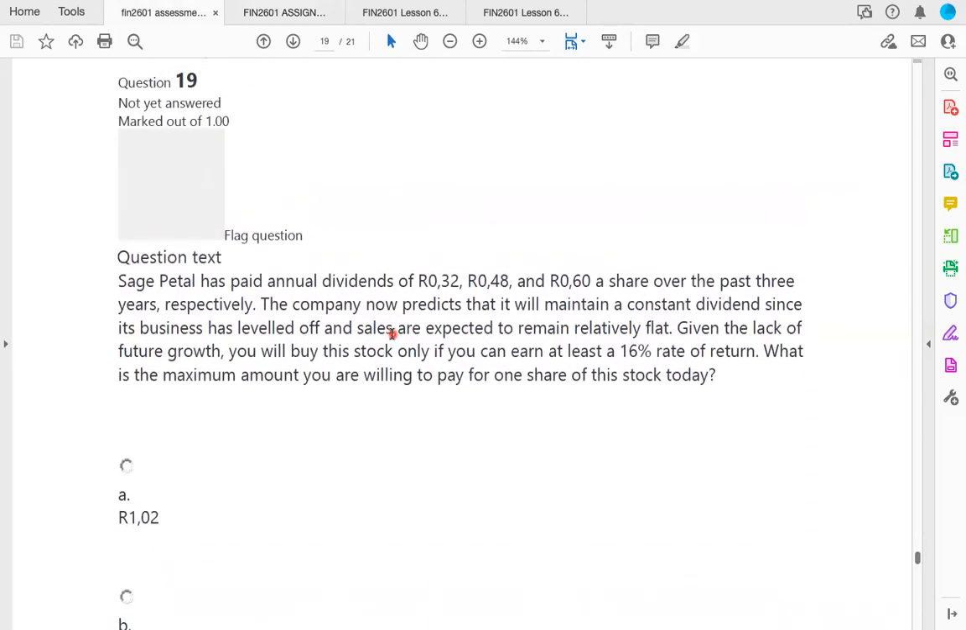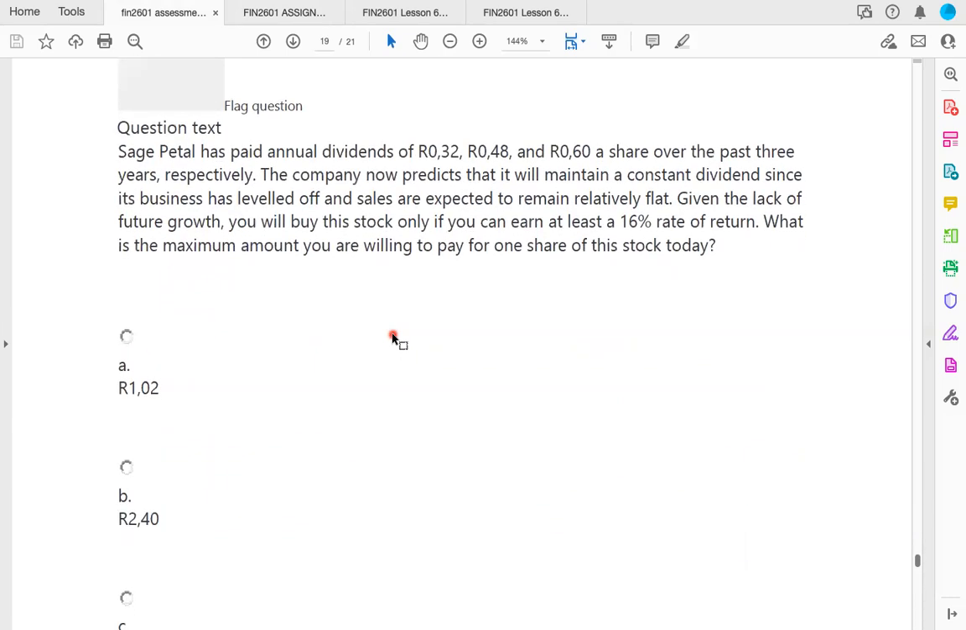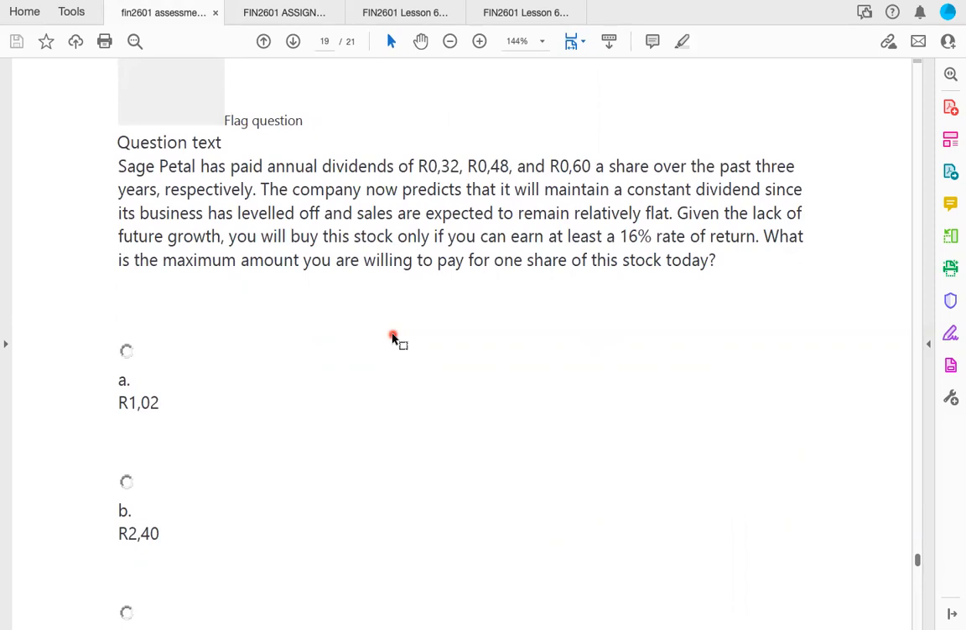Next, let's look at question number 19, and then we'll also look at question 20. Question number 19 says, Sage Petrol has paid annual dividends of 0.32, 0.48, and 0.6 a share over the past 3 years, respectively. The company now predicts that it will maintain a constant dividend since its business has leveled off and sales are expected to remain relatively flat. Given the lack of future growth, you will buy the stock only if you can earn at least a 16% rate of return. What is the maximum amount you should be willing to pay for the stock today?